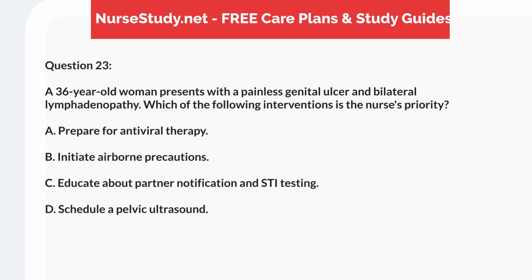Question 23. A 36-year-old woman presents with a painless genital ulcer and bilateral lymphadenopathy. Which of the following interventions is the nurse's priority? A. Prepare for antiviral therapy. B. Initiate airborne precautions. C. Educate about partner notification and STI testing. D. Schedule a pelvic ultrasound.